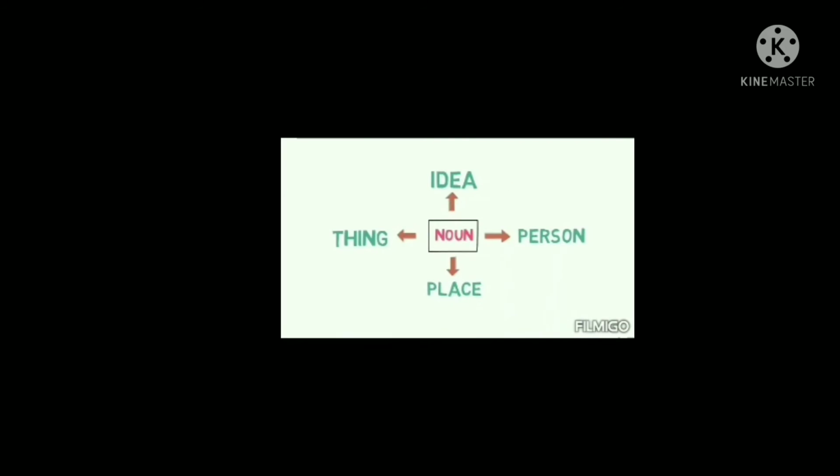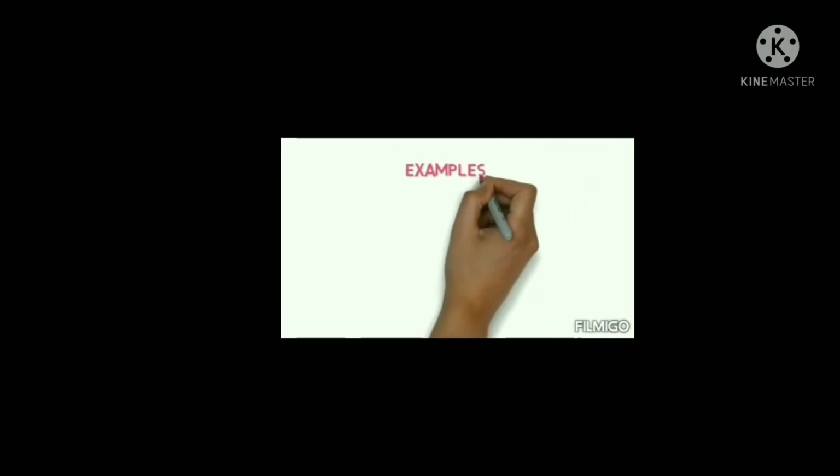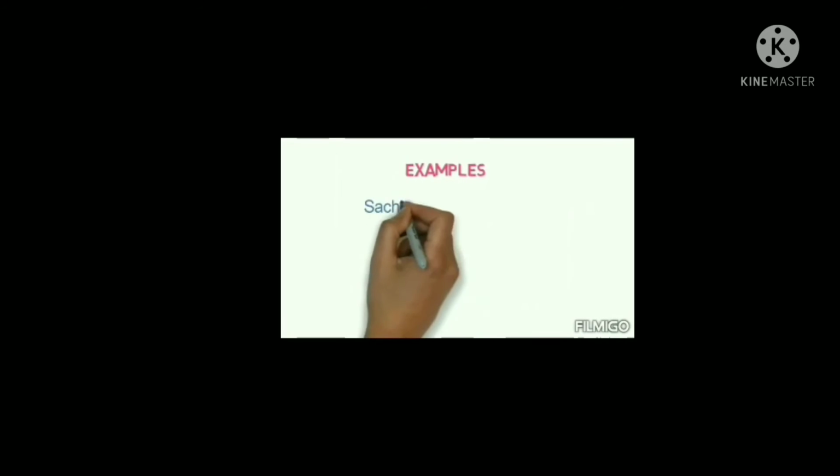Let's start with noun. What is a noun? A noun is a name of a person, place, thing and idea. Person like Virat Kohli, place like Mumbai, thing like grammar book and idea like love. These all are examples of nouns. Let's look at sentence examples where nouns are being used.